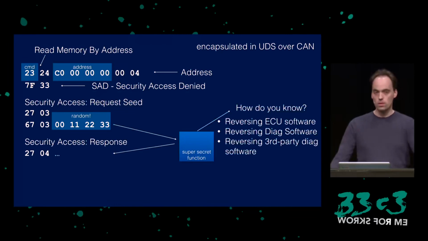There are multiple methods. We can look at the ECU software itself if the algorithm is in there to verify it. We can reverse diagnostic software that uses this mechanism, so, for example, the Volkswagen software that they use for car shops. Or maybe someone else already reversed this and put it in their own tools, which may be easier to get it from in terms of third-party diagnostic software. And in the case of my Bosch ECU, the super secret function was this.